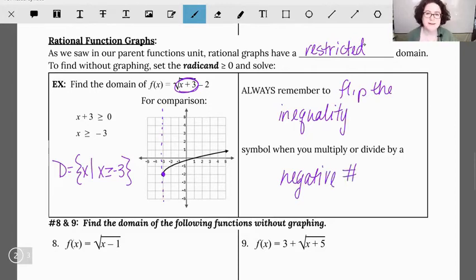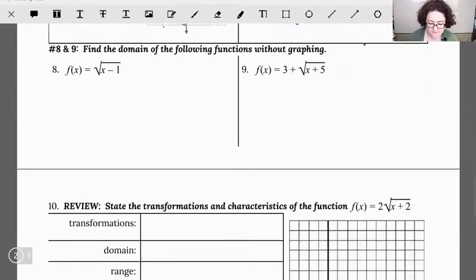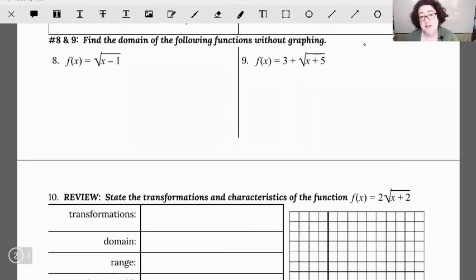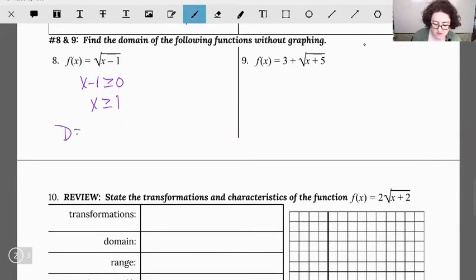All right, so 8 and 9, let's just figure out our domain without even looking at a graph. So here we go. All I'm going to do is take whatever's in the radicand, set it so it's greater than or equal to 0. So x minus 1 greater than or equal to 0, and then solve that for the x. All I have to do is add a 1. Don't have to multiply or divide by a negative. And so that means my domain is going to be x is such that x is greater than or equal to 1.